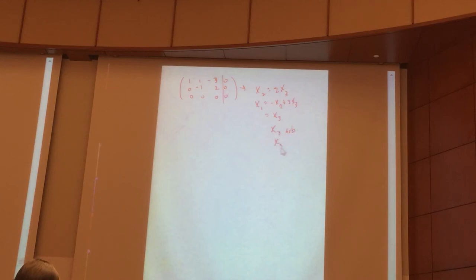I'll put x3 equal to 1. And what do we get? v3 is x1 is x3, that's a 1. x2 is 2x3, and x3 is 1. That's the one I get. I can pick a person at random, let them pick a number at random, write down the corresponding vector, and it would just be a multiple of 1, 2, 1.